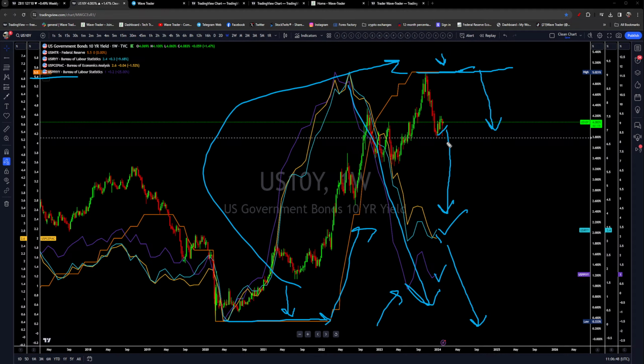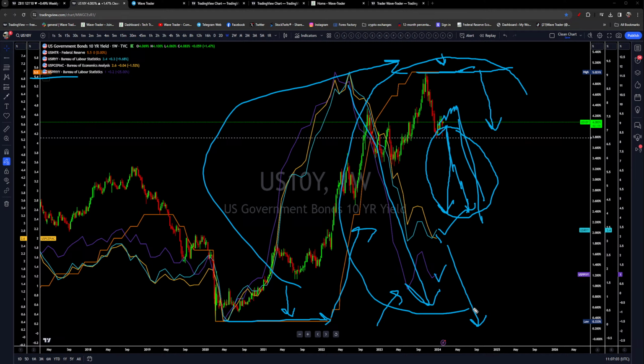So once they start cutting, yields are going to continue going after the inflation rate. So that's why we can see that a pullback on bonds is going to be a buy opportunity for the longer term. This picture is not going to go anywhere anytime soon.